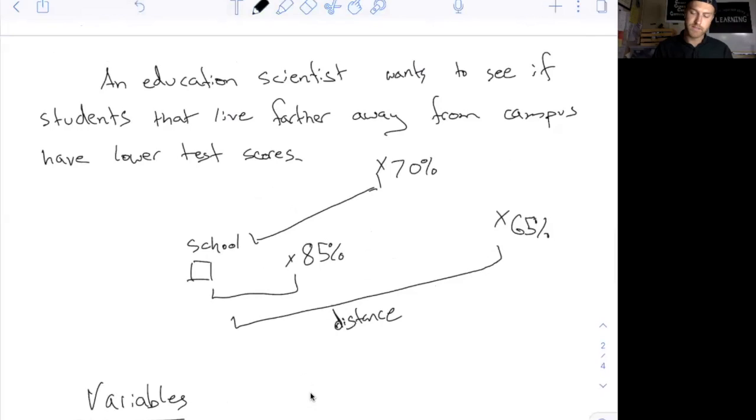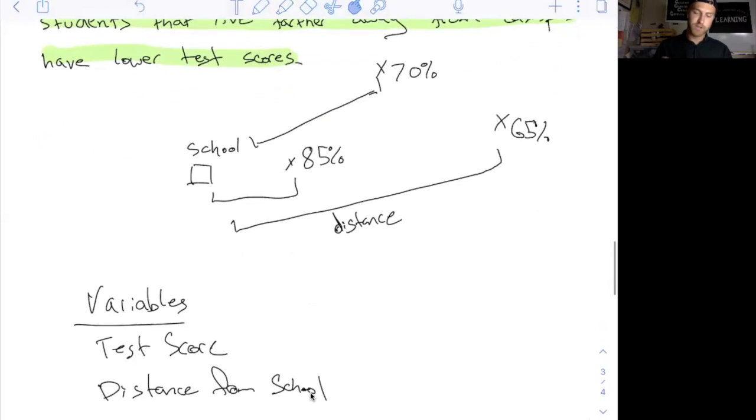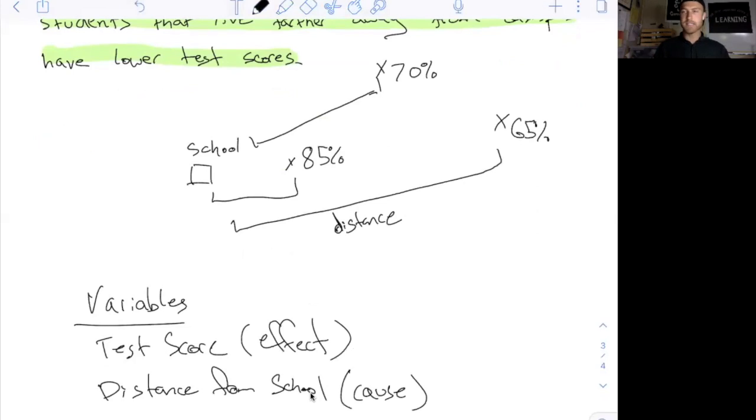Well, it's right here in this sentence. They want to see if the students that live farther away have lower test scores. So your distance from school, this is the cause. Does it cause you to have a lower test score? And if you've identified the cause and the effect, then you're already there. You know which one is the IV, boom, and which one is the DV, the independent variable and the dependent variable.